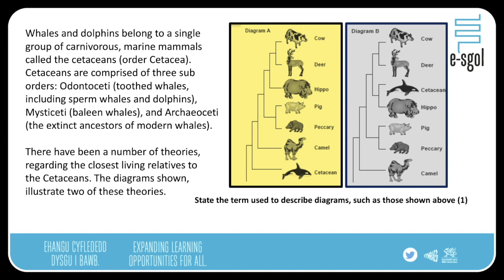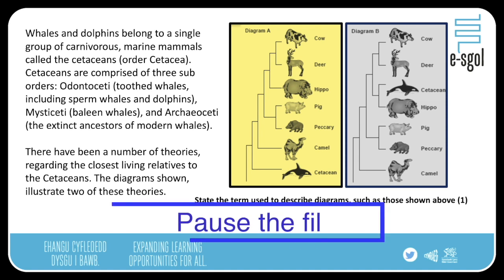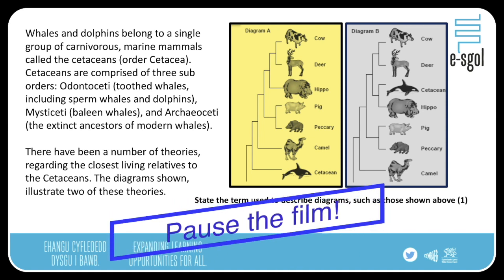There have been a number of theories regarding the closest living relatives to the cetaceans. The diagrams shown illustrate two of these theories. State the term used to describe diagrams, such as those shown above. This is a one-mark question, so only needs a short answer. Pause the film here and write down your answer.